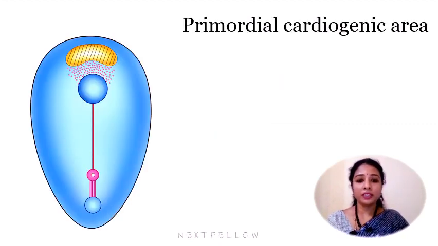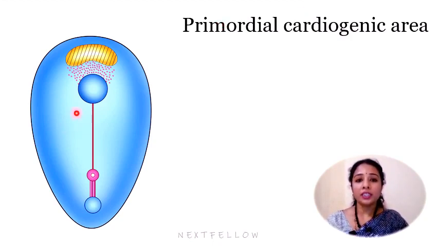So here in this image we can appreciate a primitive disc with a primitive streak and septum transversum, and this is the oropharyngeal membrane, and here is the cardiogenic area. So the vascular system, if we see its development, it starts in the middle of the 3rd week of gestation. Just during the formation of trilaminar germ disc, at the same time we see the formation of vascular system as well, and it is the first system to start functioning in the embryo.